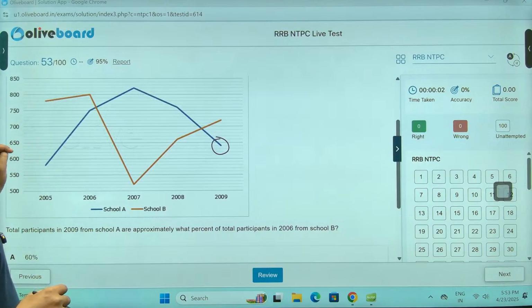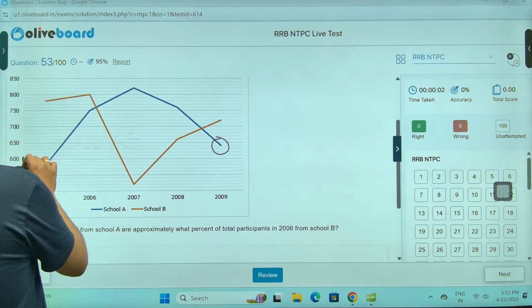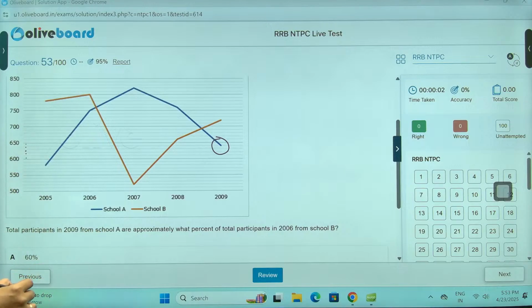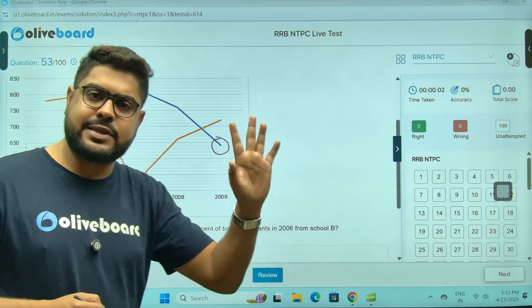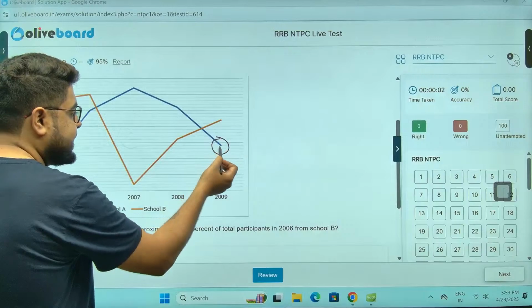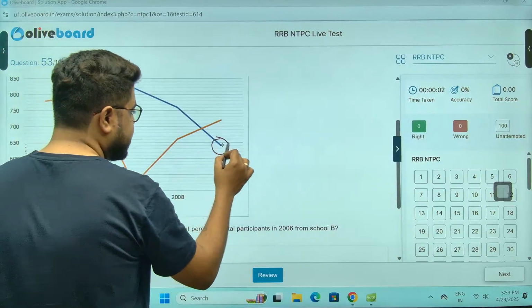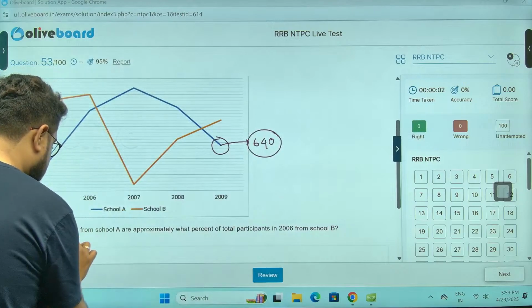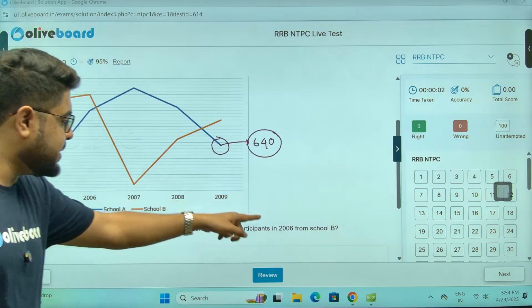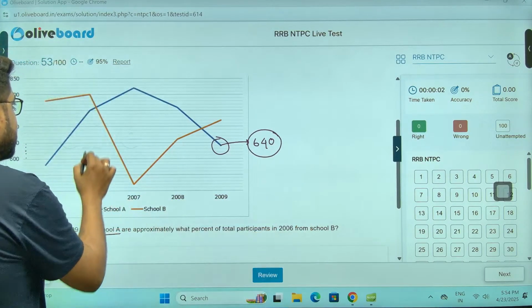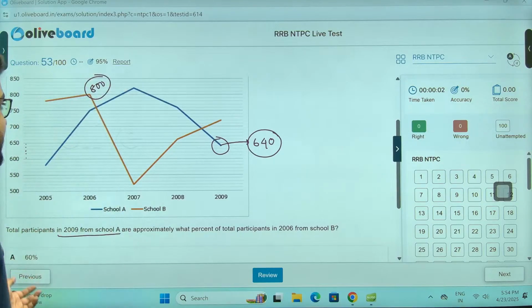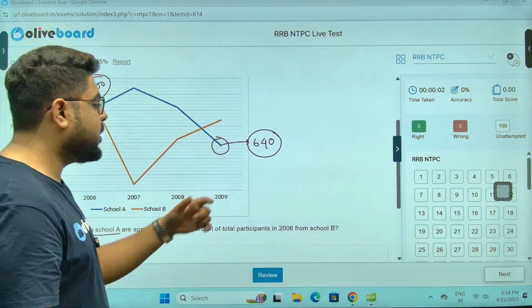This is 650, and you see every gap, one gap, 2, 3, 4, 5. 5 gaps is 50, 600 to 650. So every gap is 10. So this is one less than 650. That means this is 640. This is the value for 2009 school A. 2006 school B is this. That is 800, sir. Very good value. They are saying this 640 is what percent of 800?